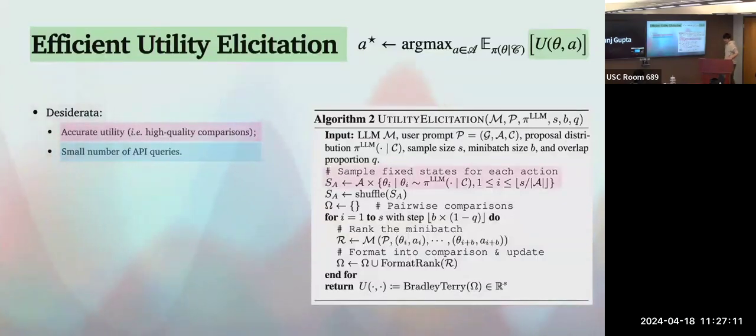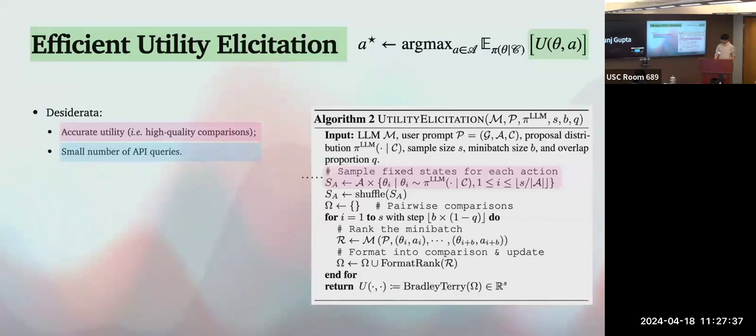So first of all, we're going to sample fixed states for each action, meaning that for this discrete action space, each of the actions is going to get the same set of state samples. So this is kind of like a variance reduction procedure, so that each of them will get the same set of states, so that utility elicitation quality may be improved a little bit. We found in our ablation that it actually helps. And so this is our state action data set.